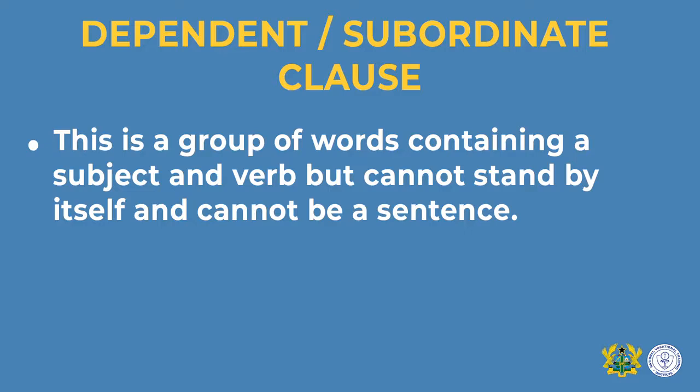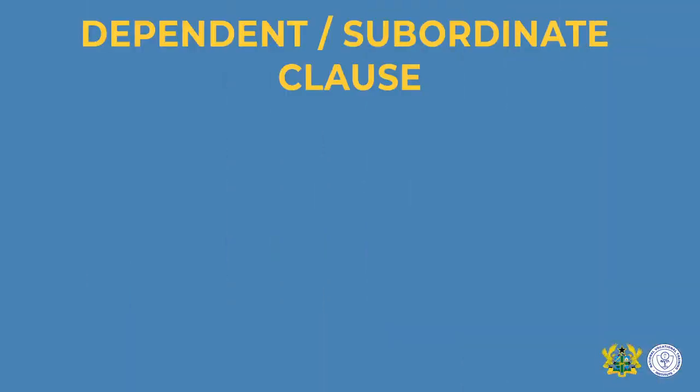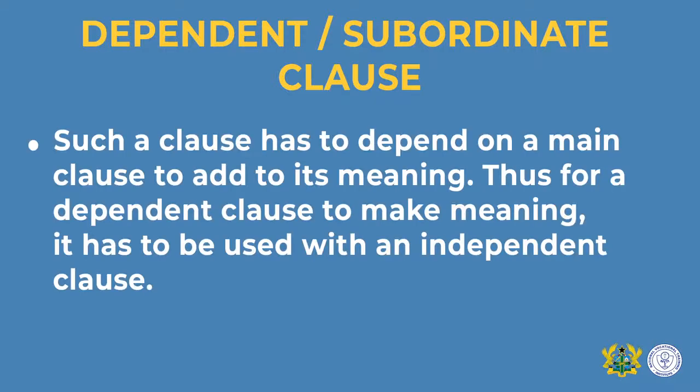We are saying a dependent clause, yes, it's a group of words. It has a subject and a verb, all right. But when stated, it does not make sense. We say that such a clause has to depend on a main clause to add to its meaning. Thus, for a dependent clause to make meaning, it has to be used with an independent clause. A dependent clause cannot stand alone as a sentence unless it is used with an independent clause.